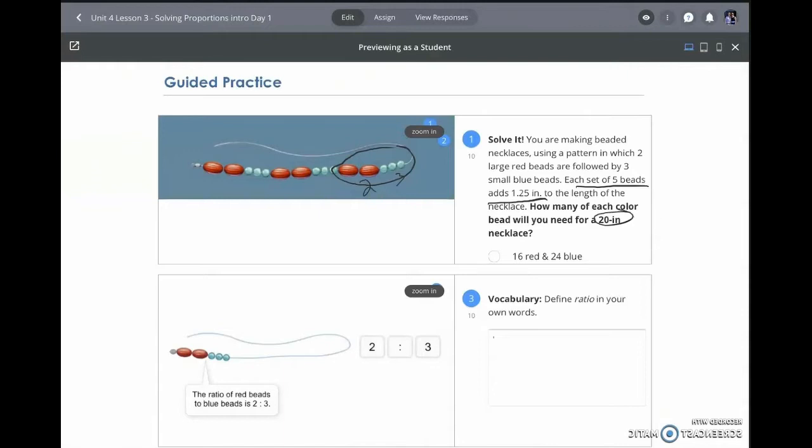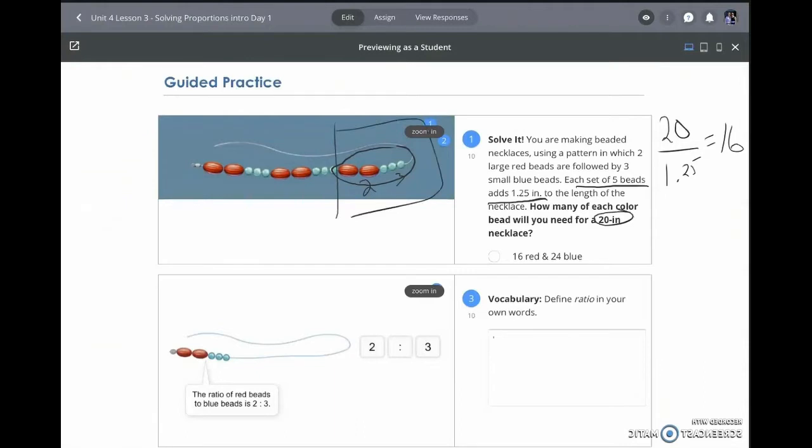Who can tell me? How can I tell how many of these clusters of 5 I would need? You can divide 20 by 1.25 and you get 16, so we're going to need 16 clusters of 5 beads. Okay, so I need 20 inches total. If I divide that by my 1.25 inch segments, I get 16 of those segments, 16 of these things right here.